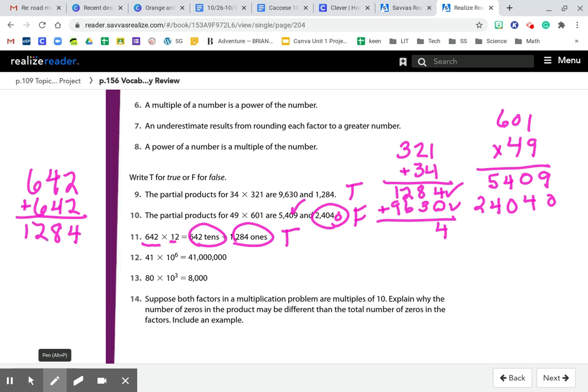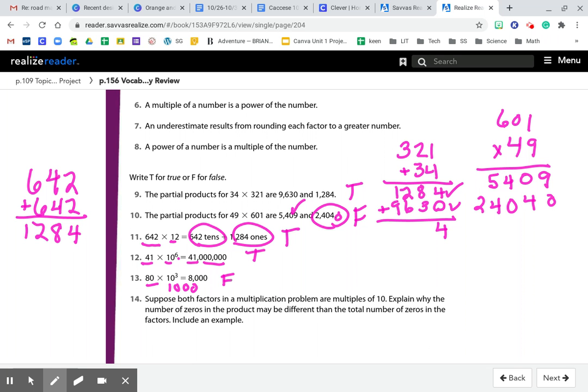And 41 times 10 to the 6th power. Solve a simpler problem, 41 times 1, and then you've got 6 zeros. Is that 6 zeros? Yep. 80 times 10 to the 3rd power. 80 times 10 to the 3rd power is 1,000. So I want 80,000 and I have 8,000. So that is false. Careful on your zeros there.